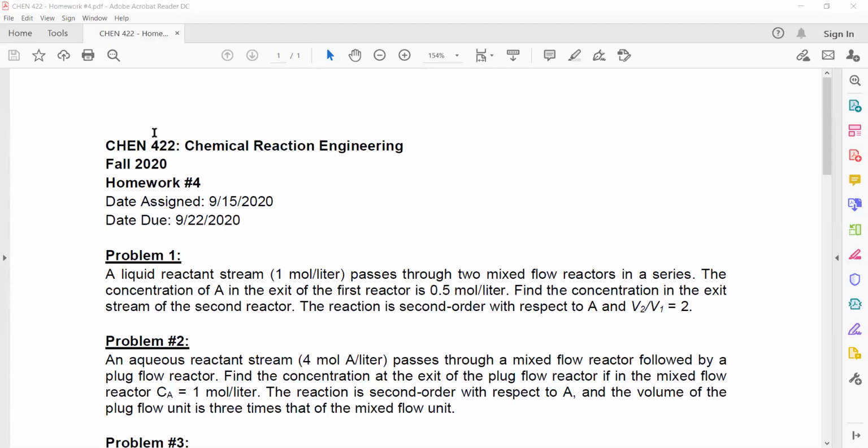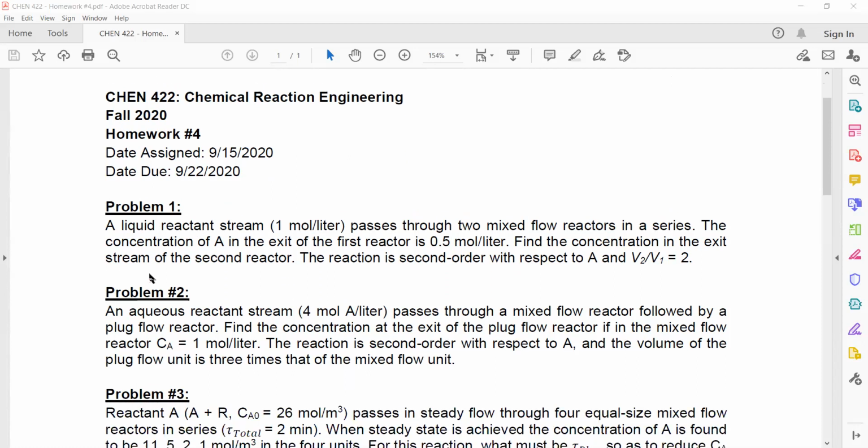Okay, hello everyone. So now we're solving homework number 4, CHEN 422, Chemical Reaction Engineering. If you recall, this week we talked about size comparison for different reactors. We talked about comparing CSTR to PFR, equal size CSTRs in series, unequal size CSTRs in series, PFRs in parallel, PFRs in series, etc. And this homework is a reflection of the type of problems you're going to see. So let's start with the first one.